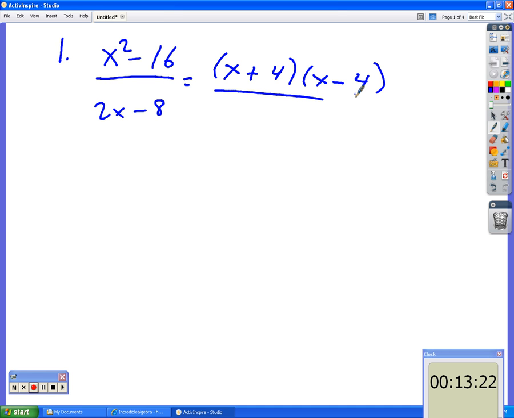On the bottom, you don't have perfect squares. What you have is a common factor. There's a 2 in both the 2 and the 8, so the common factor is 2. I put parentheses. Take the 2 out of 2x, and that gives me 1x. Bring down the minus sign and take the 2 out of 8 and you get 4. 2 times x is 2x, and 2 times negative 4 is the negative 8.